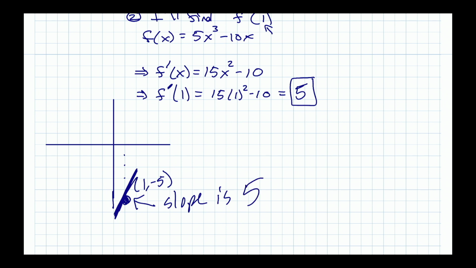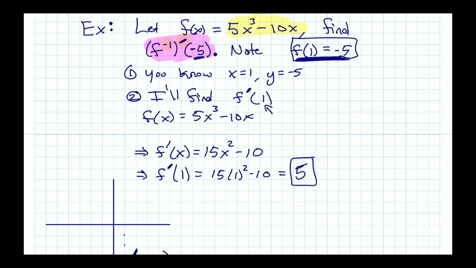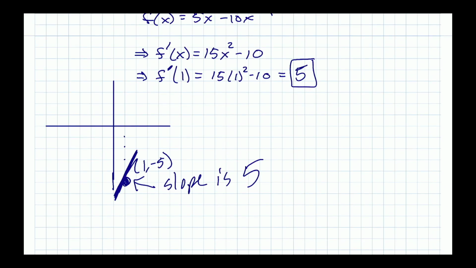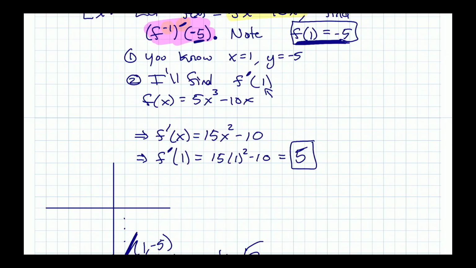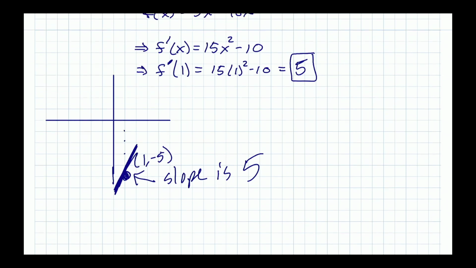I don't know what the entire rest of the graph looks like, and I'm not going to graph it. All I know is that at (1, -5), the slope is 5. Well, what does that mean in terms of the actual f inverse function that we're being asked for?